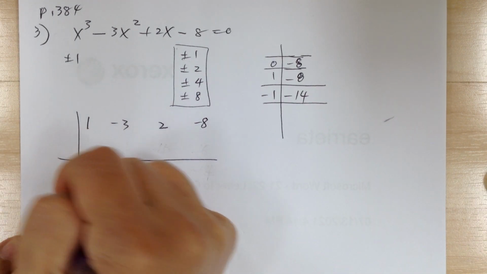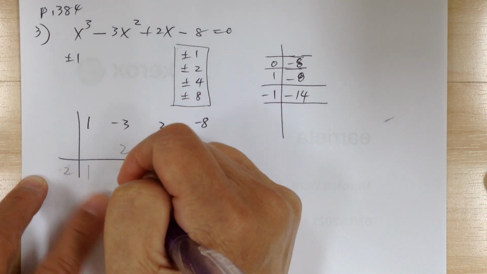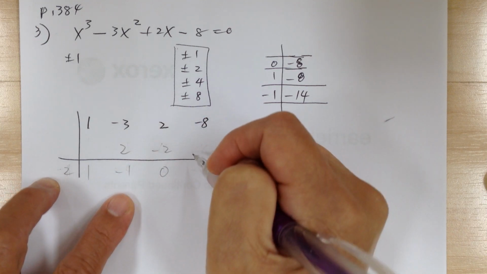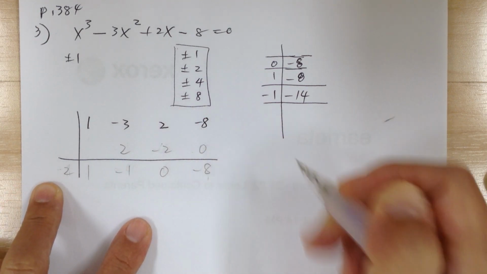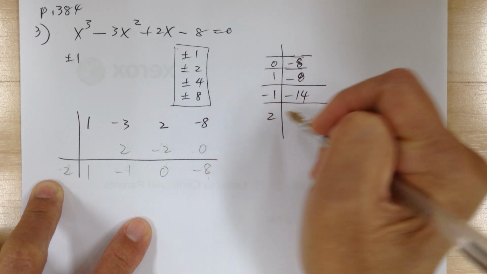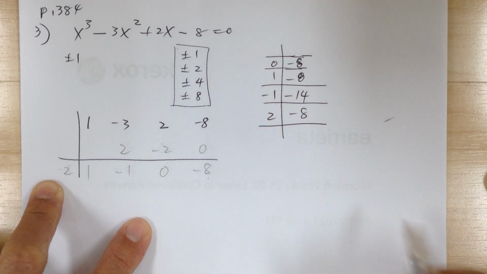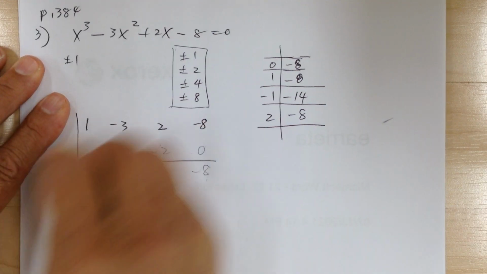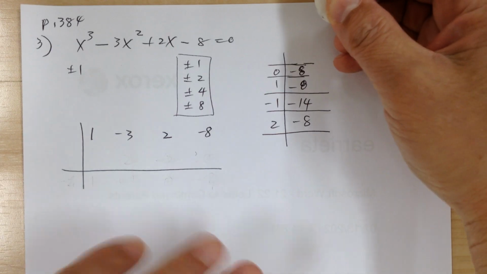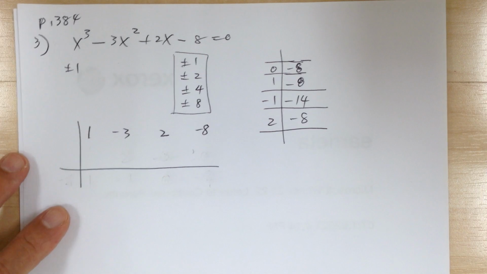So again, you drop, multiply, you add, multiply, you add, multiply, you add. Okay, so when you try 2, you get negative 8 again. So it looks really weird. You just have to keep trying until you find the one that's 0. This one is kind of going all over the place, so it doesn't really tell you what direction to go. So you just keep trying.